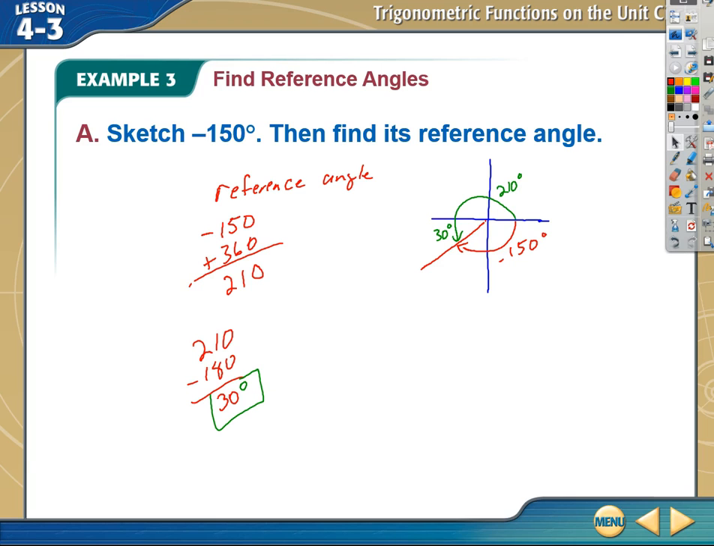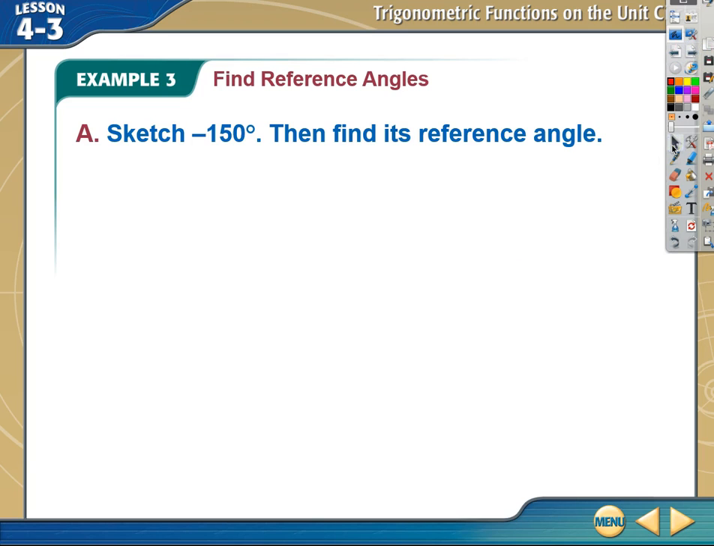Okay, that may have seemed like a lot. You may have just noticed that, hey, this is negative 150, and I have 30 more degrees to go before negative 180. My reference angle is 30 degrees. I'm cool with that too. There are many ways to do this. Okay? Let's see what we've got going on now.